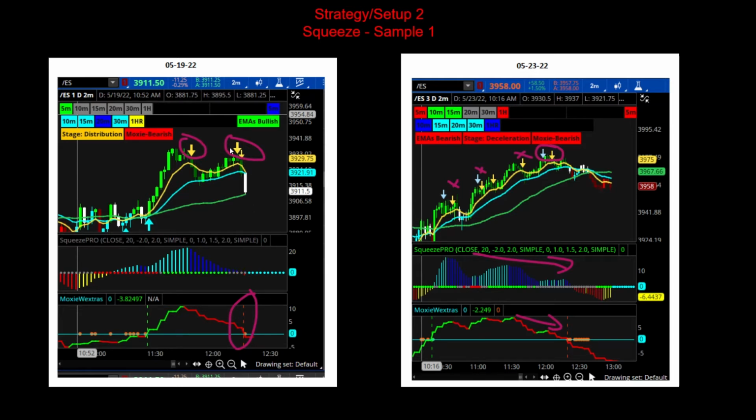So that was an easy trade for me, just because you could see clearly we're making similar highs, but everything else is trending down, and you get these exhaustion arrows. And if you got on either one of those, you would have profited on that. So that was on 519.